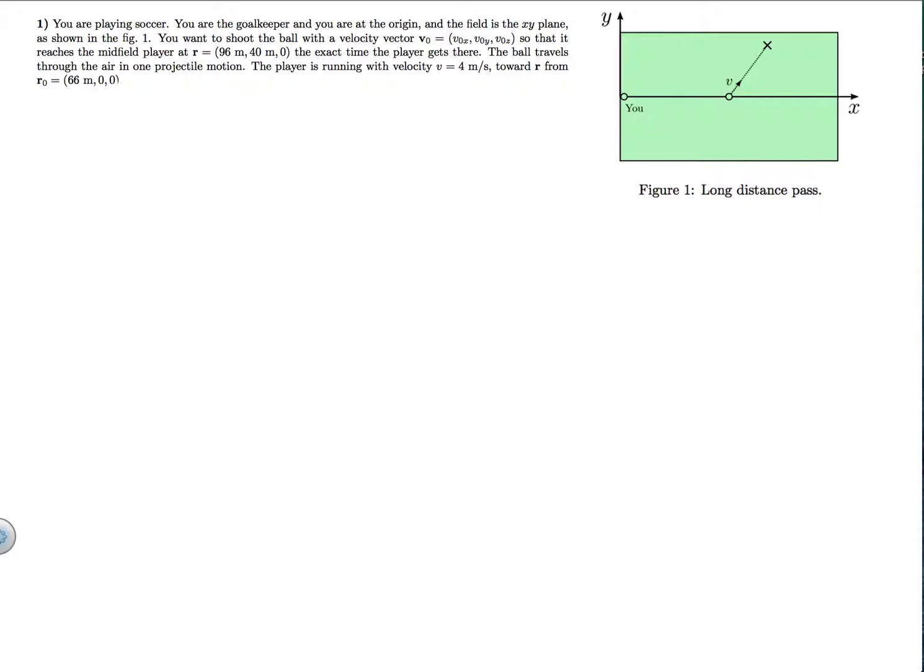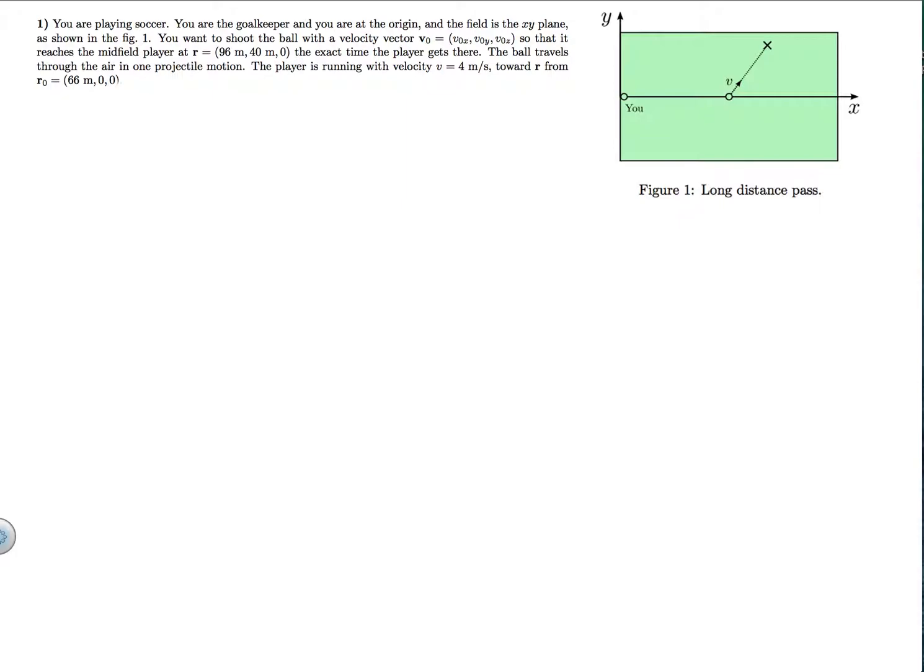So you want to shoot the ball with a velocity vector v naught, defined by v naught in each Cartesian coordinate, so that it reaches the midfield at player r, which is given by a distance, and the exact time the player gets there. The ball travels through the air in one projectile motion, and the player is running with a velocity of 4 meters per second towards r from a point r naught.